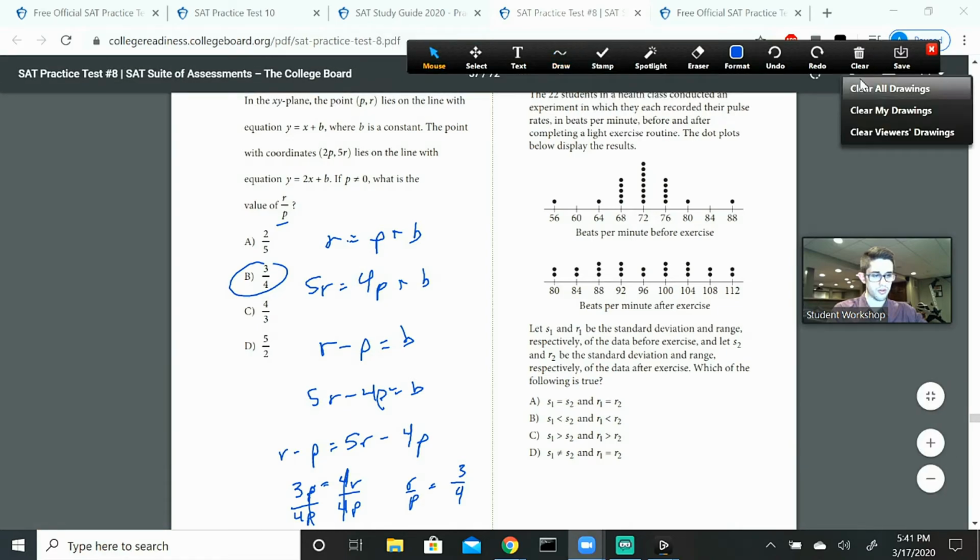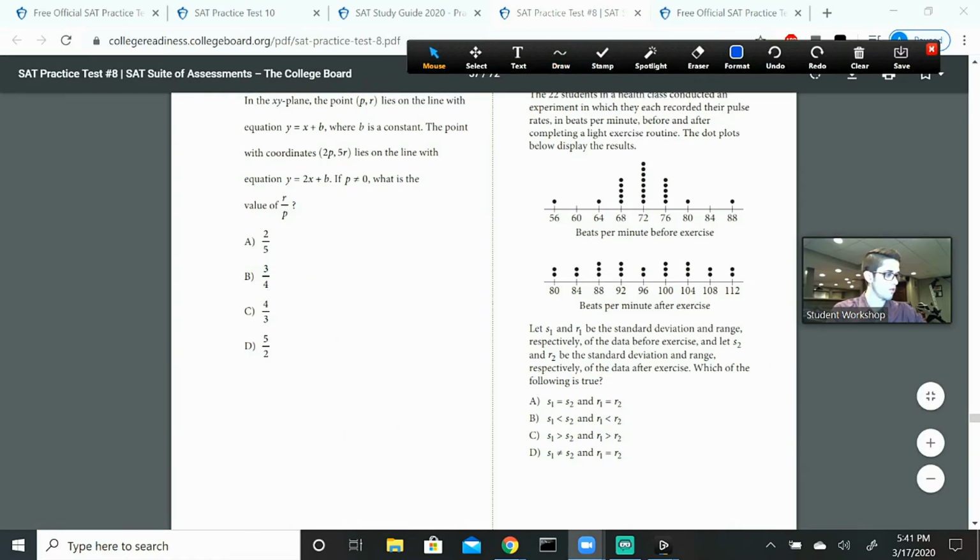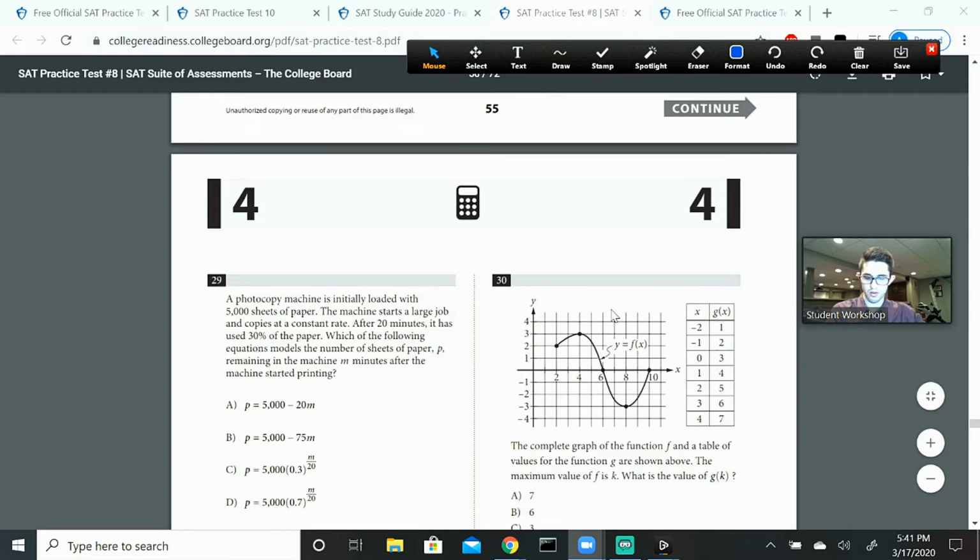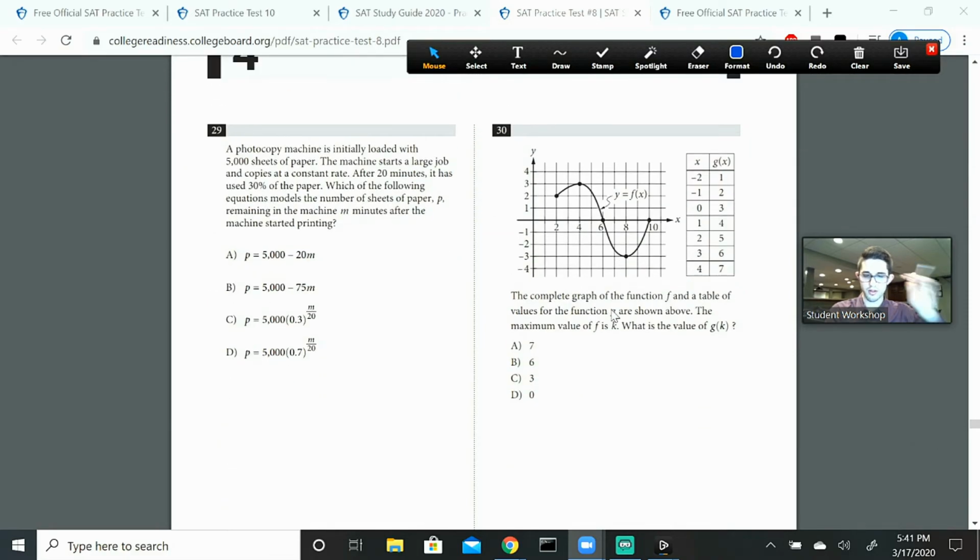All right. Next one is 29. All right, so a photocopy machine is initially loaded with 5,000 sheets of paper. The machine starts a large job and copies at a constant rate. After 20 minutes, it has used 30% of the paper. Which of the following equations models the number of sheets of paper, p, remaining in the machine, m minutes after the machine started printing?